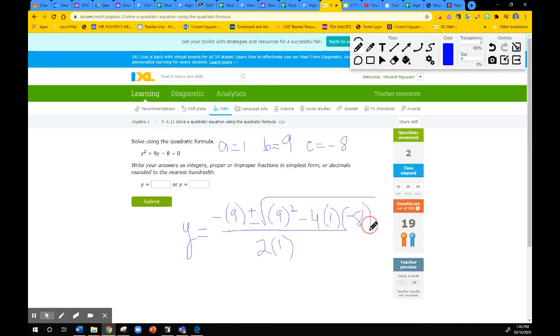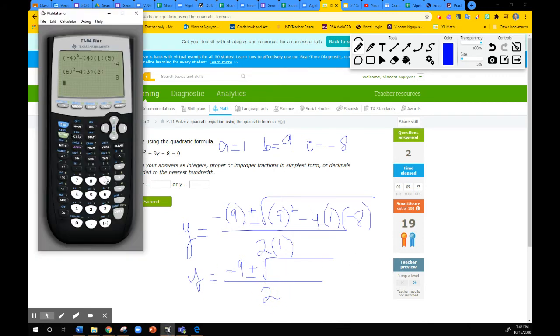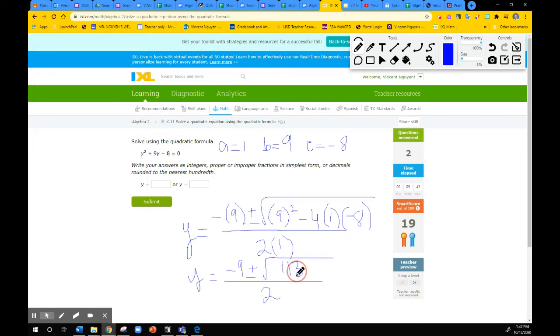Okay. So what you do is you simplify the easy numbers first. So -9 can be simplified, plus or minus the square root. That math right there, I'm going to do it on my calculator. Divided by 2, because 2 times 1 is 2. So I'm going to go to my calculator and do this mess here. 9 squared minus 4 parentheses 1 parentheses -8. And then that will give me 113. Okay, I know the square root of 113 is pretty much done.